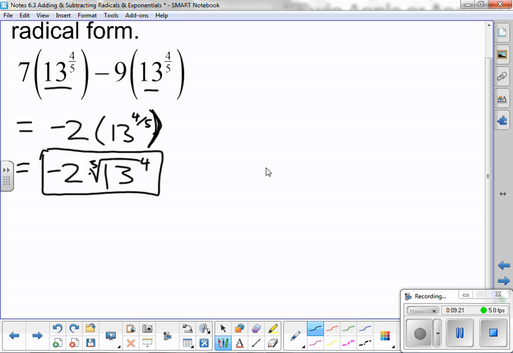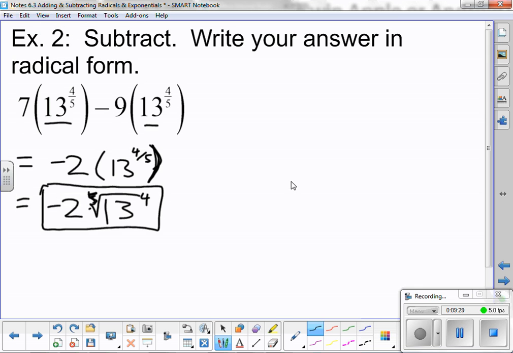3, that's a 5. Okay. Remember, the 4 can go inside with the 13 or outside. It's equivalent to each other. And yeah, that's it for that one. Let's move on.